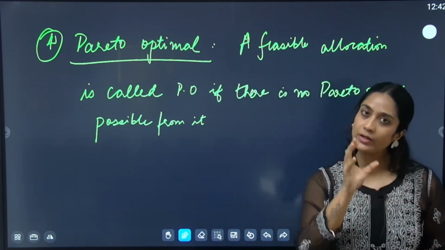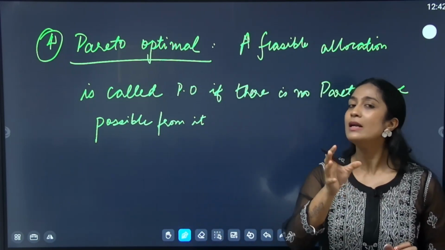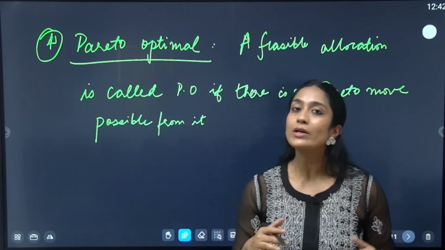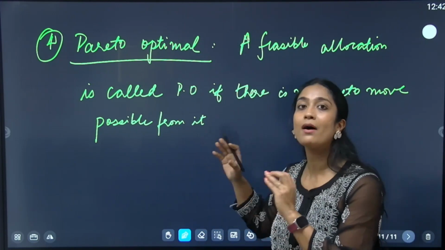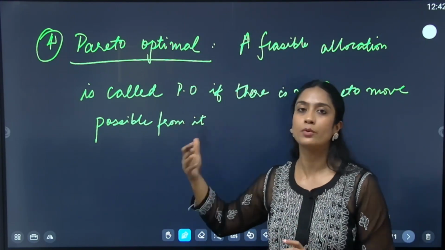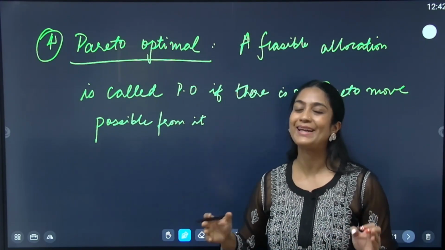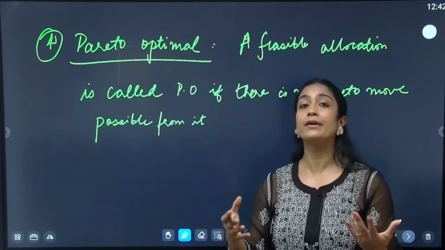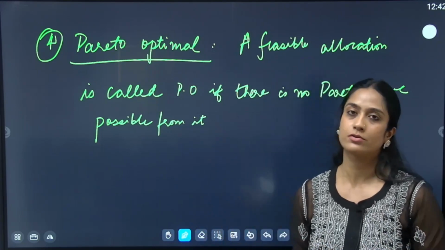So if you are trying to increase the size of the pie for Rahul, essentially something is being cut from Fiza's pocket, okay? So in this case both of them cannot be better off at some other point. The size of the pie cannot be increased without hurting someone, without making someone worse off.